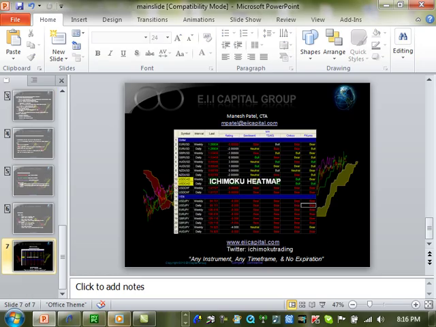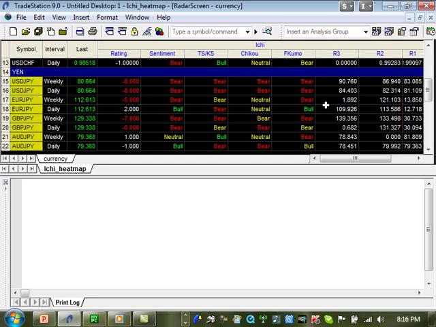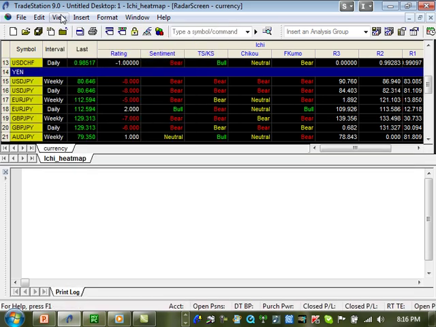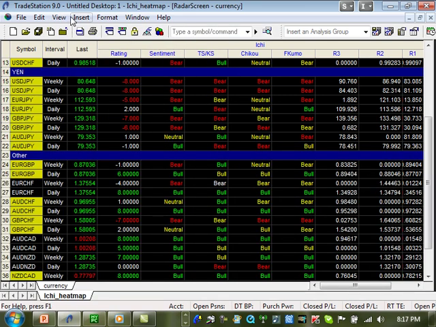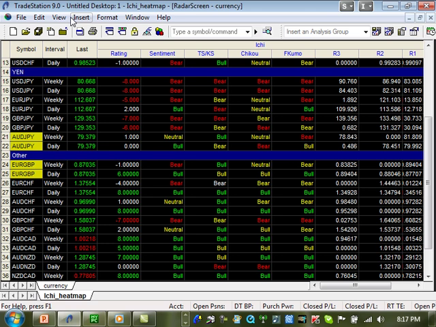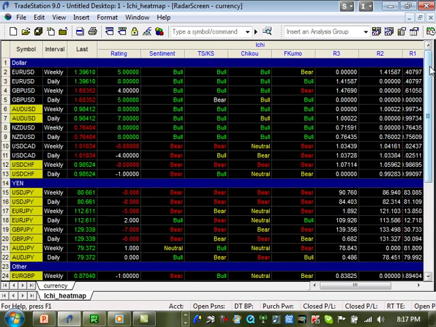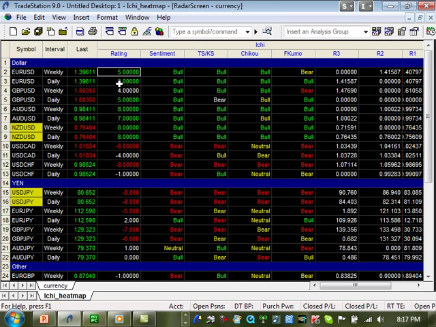Okay, so let's go straight to the heat map. As most of you know, the way the rating system works is that 5 to 8 is bullish, -5 to -8 is bearish, and +8 and -8 are the extremes. We give you two time frames here, the weekly and daily, for the rating system.